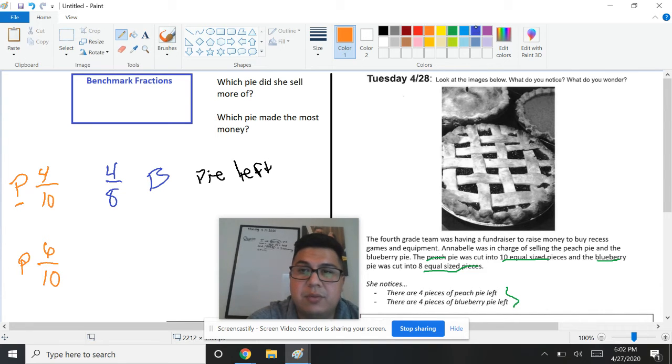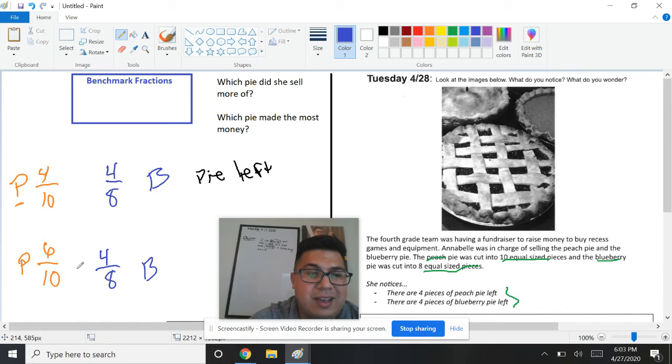We can do the same thing with the blueberry. I'm going to put that over here, blueberry. And again, we're going to keep the denominator the same because we're not changing the amount of slices we had. We're only changing how much was sold. So if we have 4 left, that means that we sold 4 because 4 plus 4 is 8.